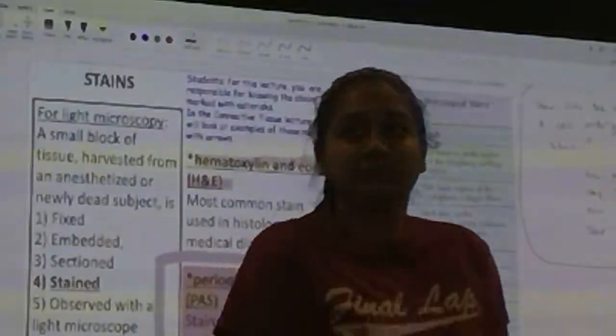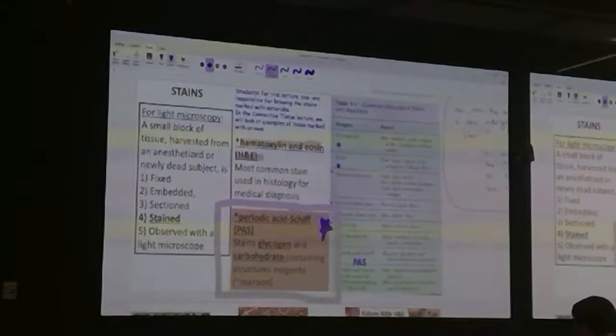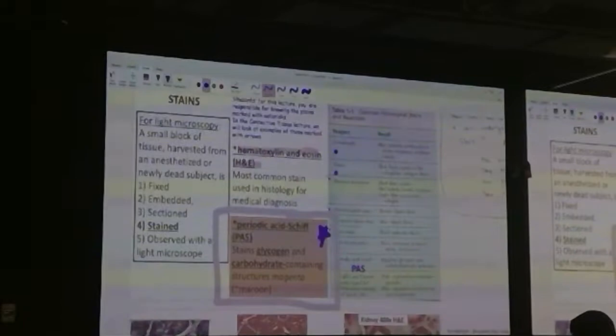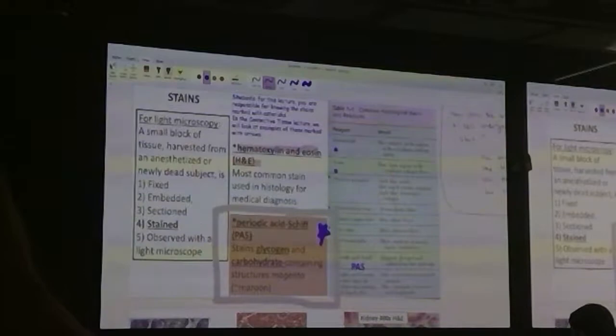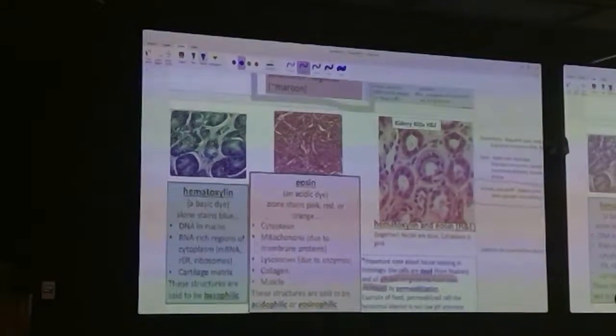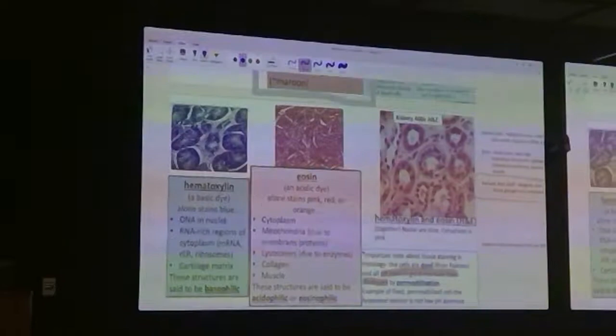H&E is the blue and the pink stain, and the PAS is the purple one. But what you need to know about PAS is that it stains glycogen and carbohydrates. Guaranteed question: PAS stains glycogen and carbohydrates. Just know that basic things stain blue, acidic things stain pink.